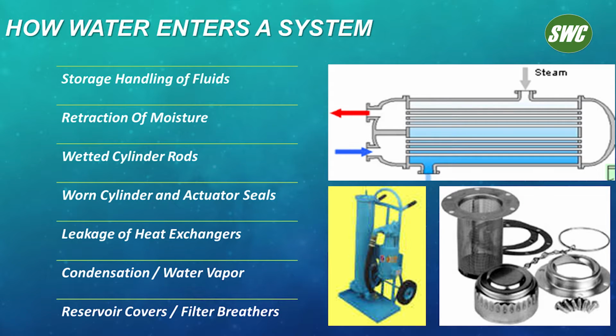So when looking at these slimes and gels and these transformational gels that work harden into solid contaminants, you've got to get right to the root and consider how water enters systems. And it does that in a variety of ways. It can be in storage, it can be retraction from pulling in wetted cylinder rods, it can be worn cylinder actuator seals, it can be leakage of heat exchangers, condensation, water vapor, reservoir cover, filler breathers. All those are potential sources of water getting into a system.